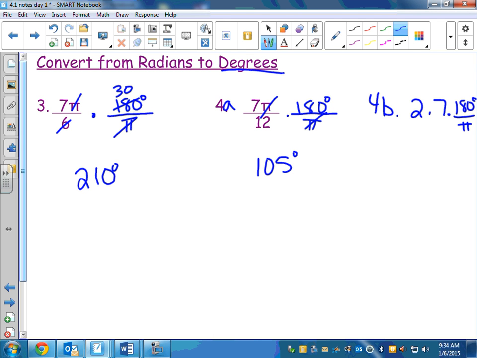Pi's in the bottom. 2.7 times 180 divided by pi, I get 154.7 degrees, I think, if I round to 1 decimal. Or even 2, I would get 0.7. Okay, so don't be thrown off by that. Everyone always has a question on ones like that. So some really nice degrees, some not so nice.